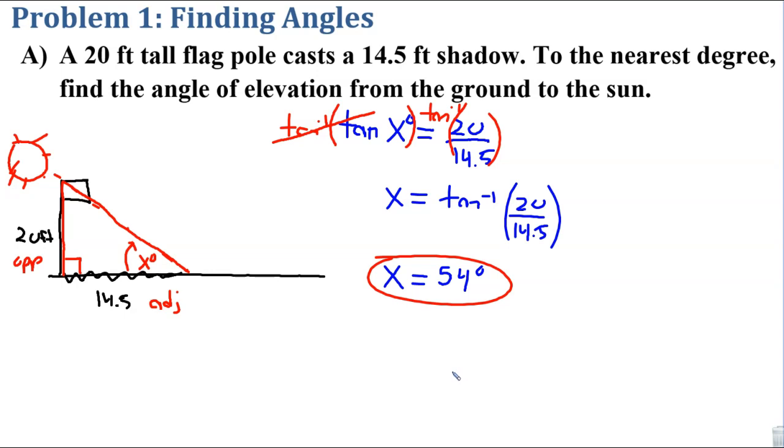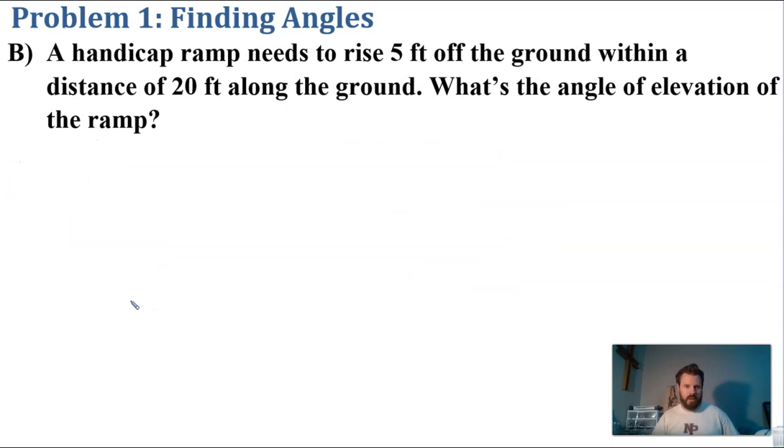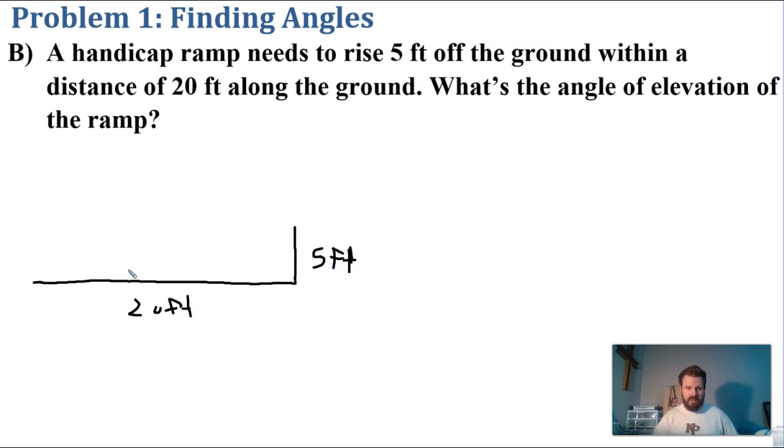Okay, part B is the same idea. I want you to take a minute, pause the video, run through that question, and then hit play to check your work. All right, so let's go through B. A handicap ramp needs to rise 5 feet off the ground within a distance of 20 feet along the ground. What's the angle of elevation of the ramp? Okay, so in other words, our ramp within 20 feet needs to go up 5 feet. And we want to figure out the angle of elevation. Always the angle going up of the ramp.